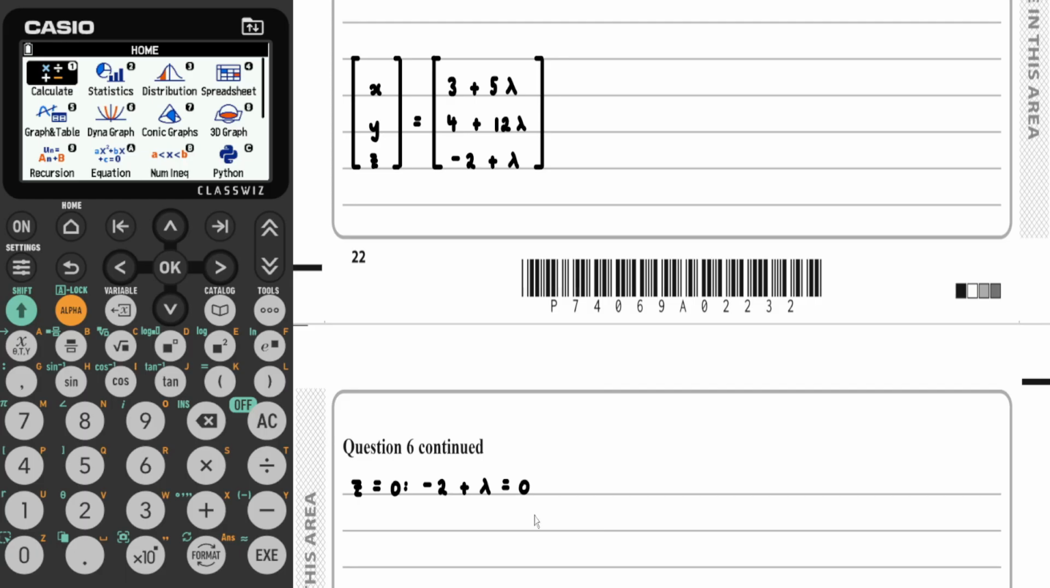So I've got negative 2 plus lambda equals 0, meaning lambda equals 2. Substituting back into here, for the x we've got 3 plus 5 lambda, so we have x equals 3 plus 5 times by 2, which is 13, and for y we've got 4 plus 12 lambda, so we've got y equals 4 plus 12 times by 2, which is 28.